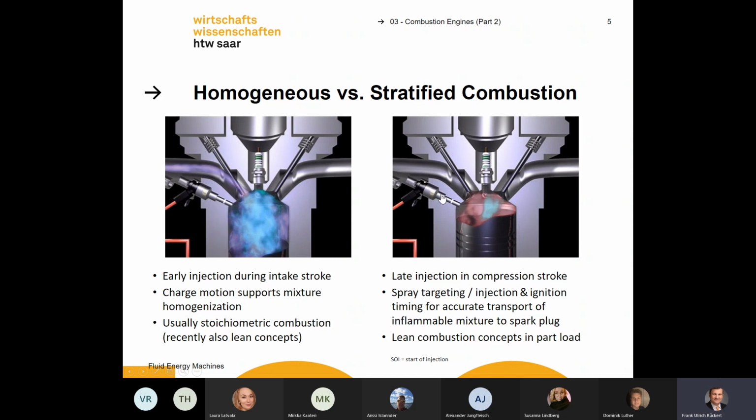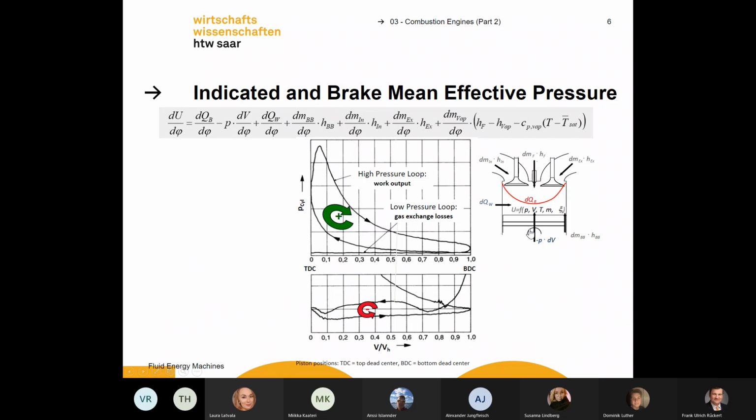Then you inject a bit of gasoline, and you have a swirl, and the swirl must really be planned so that it reaches the spark plug. This is a bit more like a diesel engine. It is a gasoline engine, but the strategy is a bit like in a diesel.